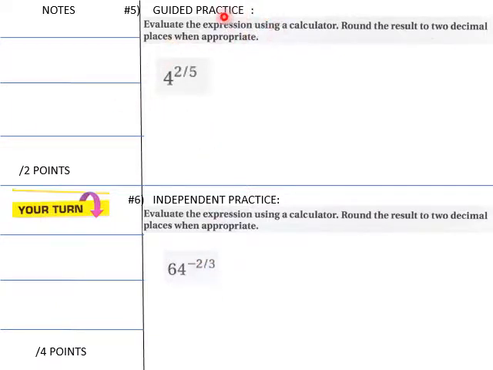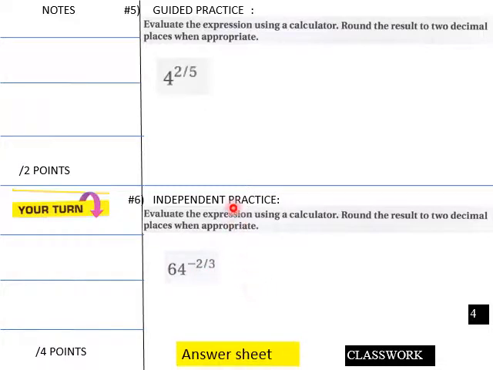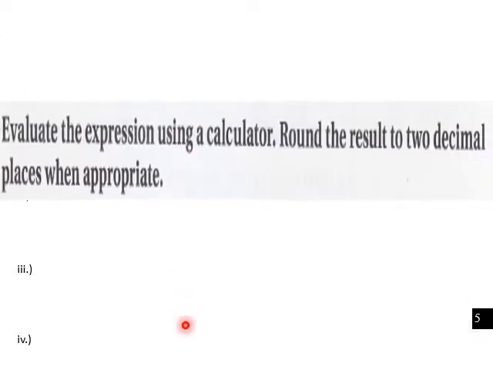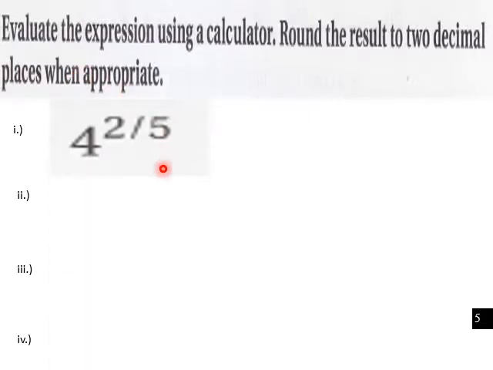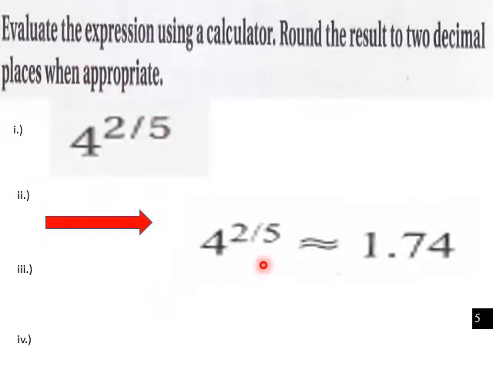Okay, into our first guided practice. We have 4 to the 2/5 power. Students, this one down here is yours: 64 to the negative 2/3 power. Evaluate the expression. There it is, 4 to the 2/5, and we get 1.74. So it'll be 4, caret, then in parentheses 2 divided by 5, close parentheses, hit enter, and you should get this number.